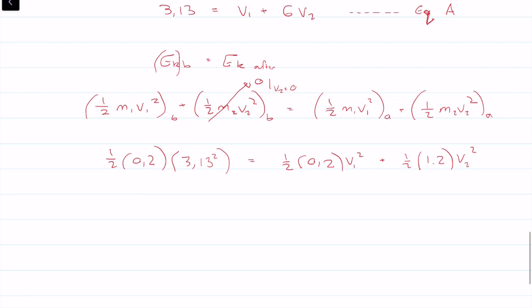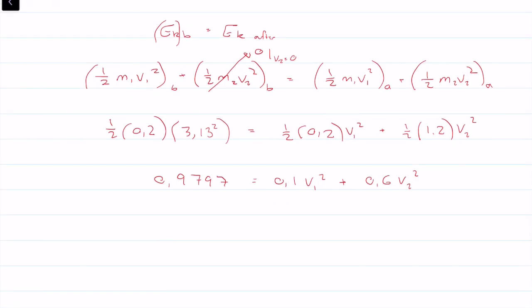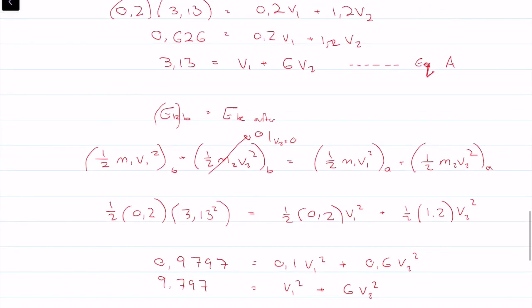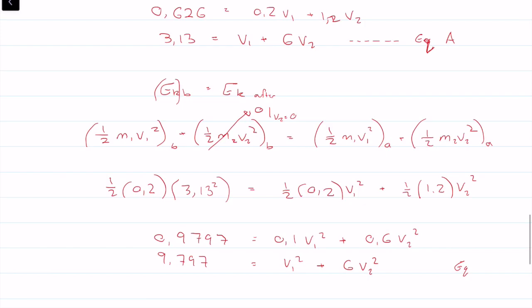Okay, so time to work on our calculators. So if we plug this in, what we end up with is 0.9797 is equal to 0.1 v1 squared plus 0.6 v2 squared. Okay, now what I'm going to do is divide everything by 0.1. So what we're left with is 9.797 equals v1 squared plus 6 v2 squared. So now this is equation B. So if we look at these equations, we have two unknowns and we have two equations.